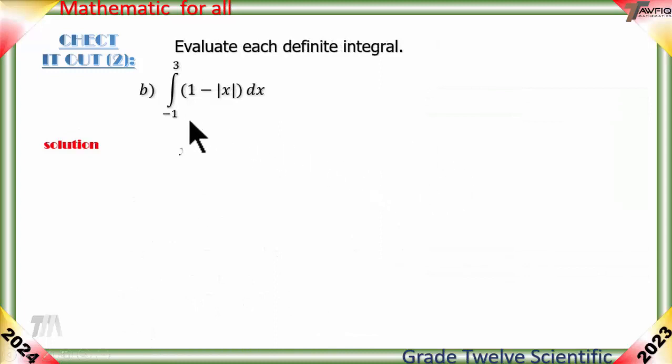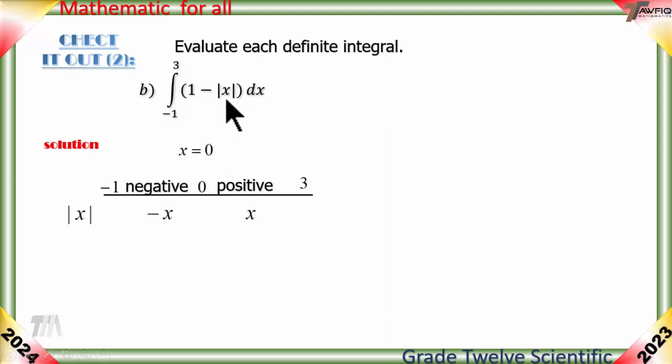We have here in this question an absolute value. First of all, take the inside of the absolute value equal to 0, so x is equal to 0. Because 0 belongs to this interval, we must change this integration into two parts. First from minus 1 to 0, the second from 0 to 4, because bigger than 0 is positive and smaller than 0 is negative.